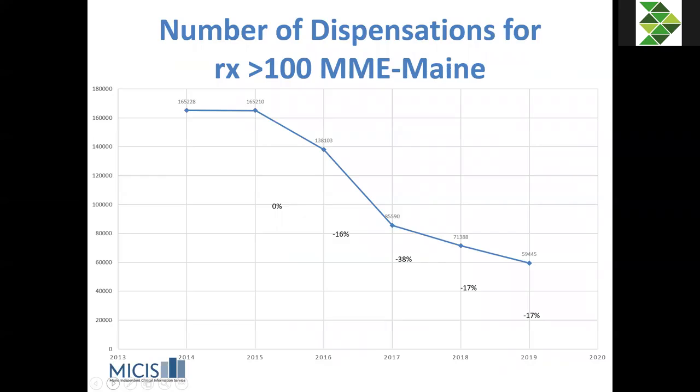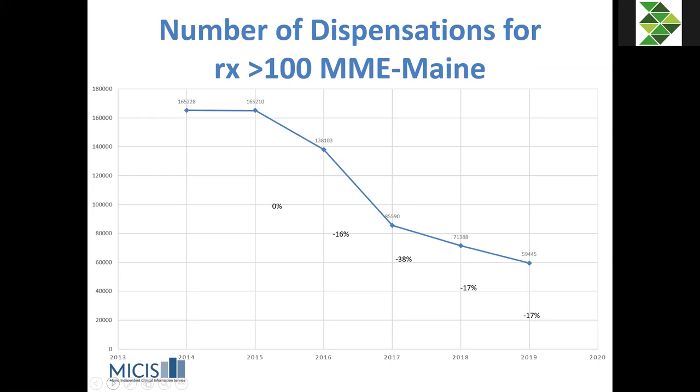So you can see that I haven't gotten in touch with my graphic designer yet to help me with this slide, and this was done by me, the family doctor. Hopefully I'm in her queue to get a more beautiful slide. So these numbers from the PMP were released last week, and looking at the total number of dispensations of prescriptions that were over 100 MMEs in the state of Maine, starting in 2014 to 2019.